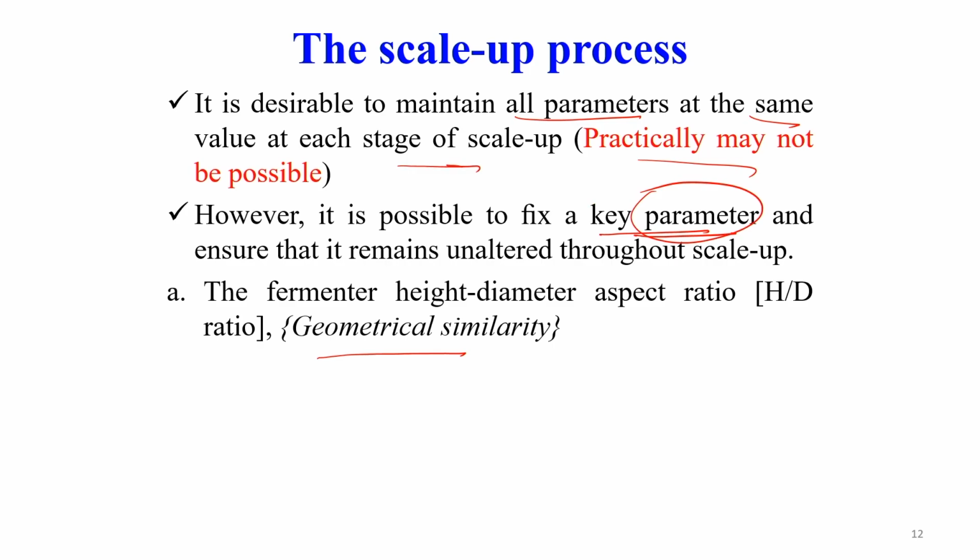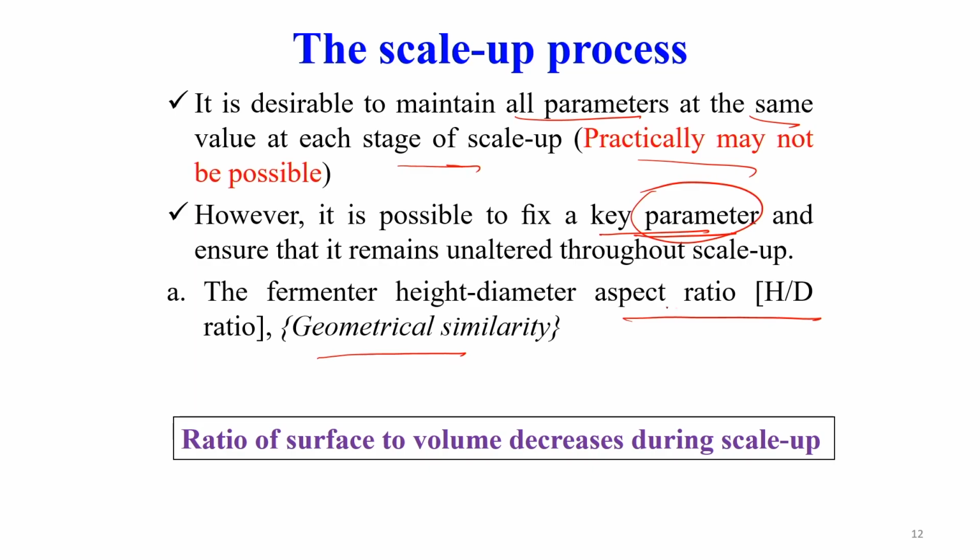The first one we are discussing is geometric similarity. Let us say constant aspect ratio, so h by d is constant. It should be h1 upon d1 equals h2 upon d2. This ratio is constant, but if you follow this criterion, it has been observed that the ratio of surface to volume decreases during scale up. It means the interfacial area is decreasing, which affects the mass transfer rate.